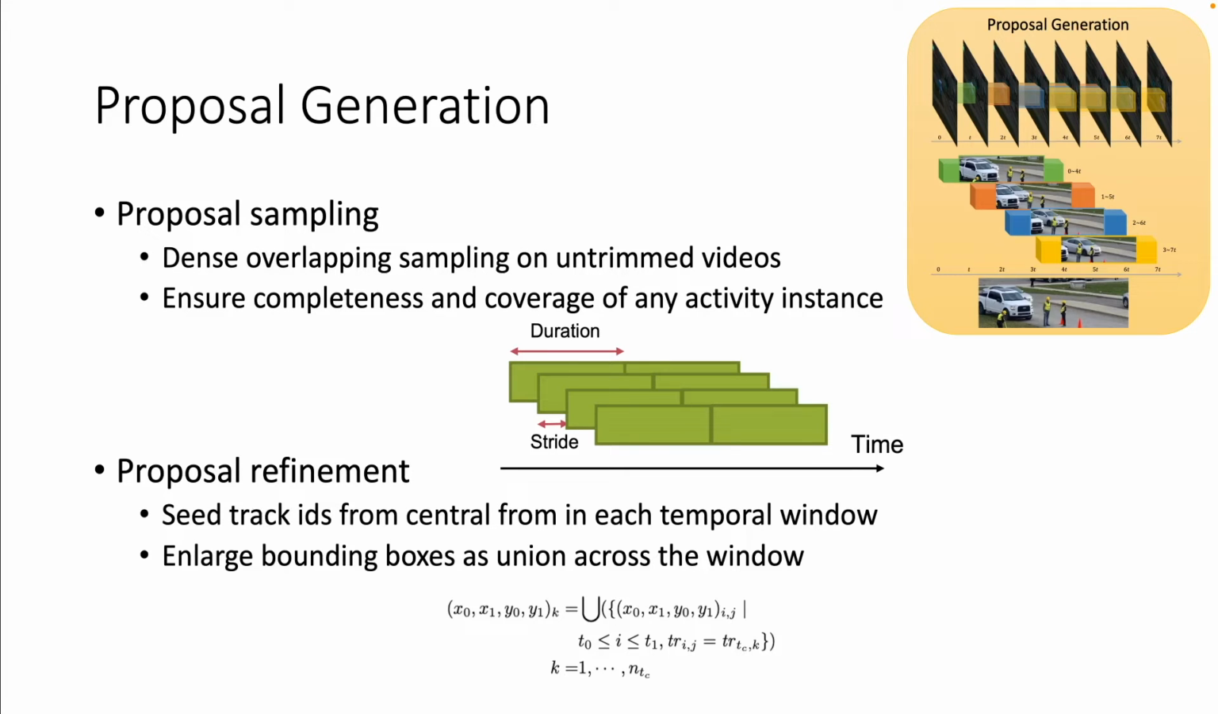So for proposals, we need to sample them in the temporal dimension and refine them in spatial location. We perform dense overlapping sampling on untrimmed videos to ensure completeness and coverage of any activity instance. Here we can see with the stride less than duration, there are no real boundaries between the proposals, so no activity instances will be cut in half. And for refinement, we select the seed track IDs from the central frame in each temporal window, and enlarge the bounding boxes as the union across the window, so we have a cube with both spatial and temporal localization.